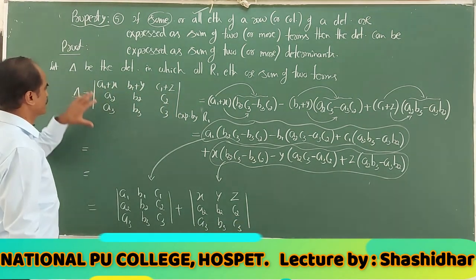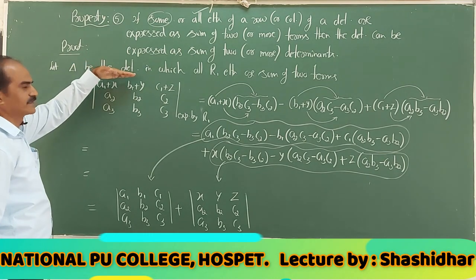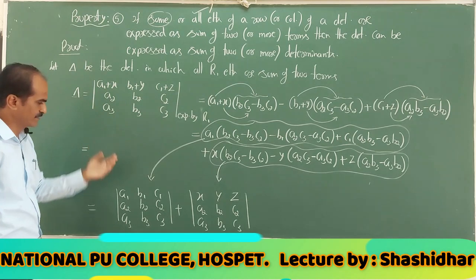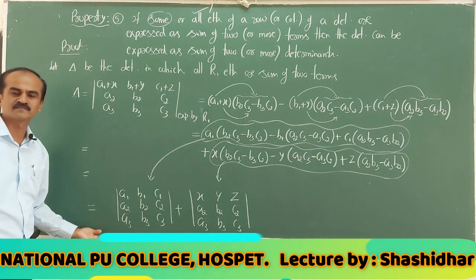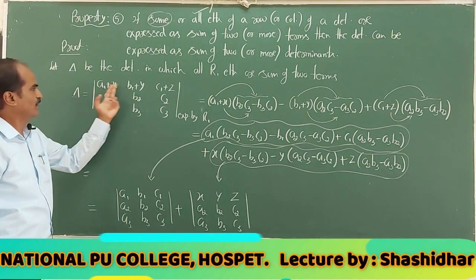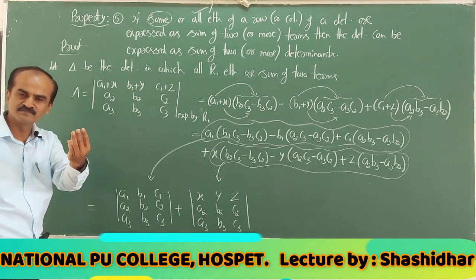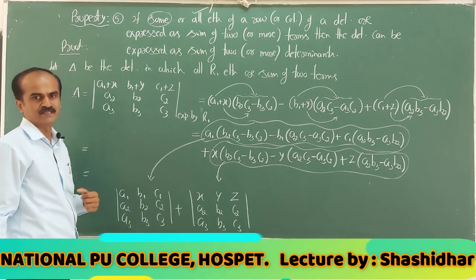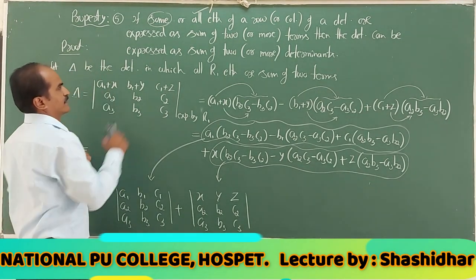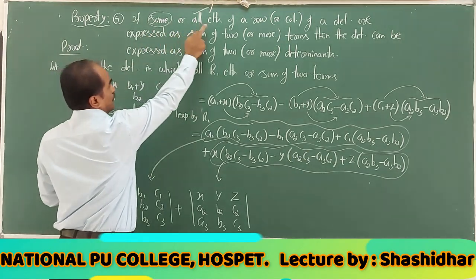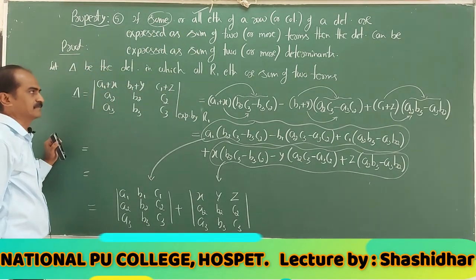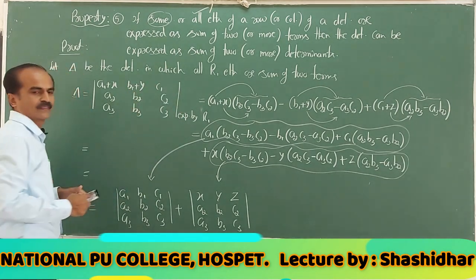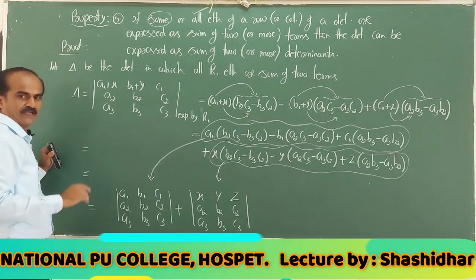So here we started with a determinant where all the elements of the first row are a sum of two terms. Therefore this determinant is written as a sum of two determinants. Suppose all the elements of the first row are a sum of three terms, then you are able to express this single determinant as a sum of three determinants. It need not be all the terms. That is why they say some or all elements of a row. Now assume that here only C1 is not a sum of two terms.